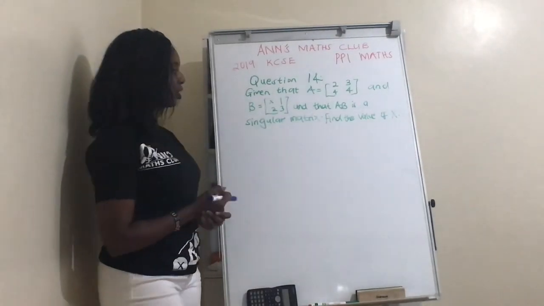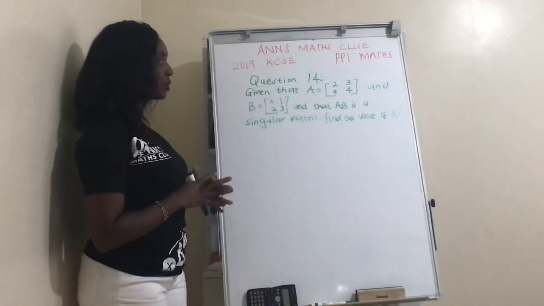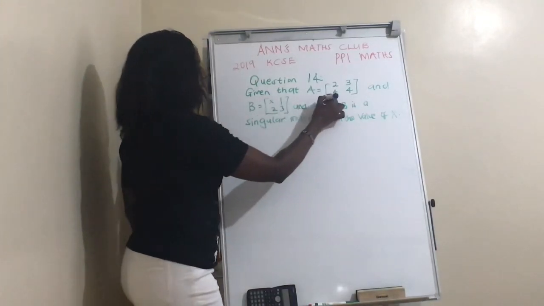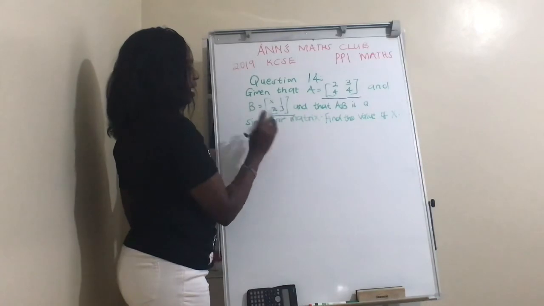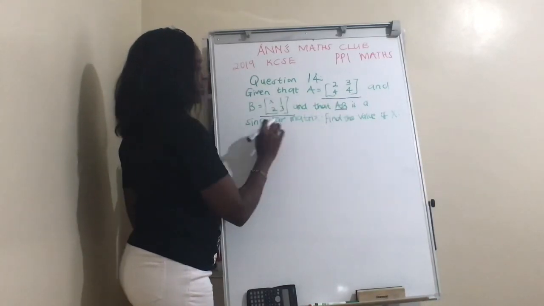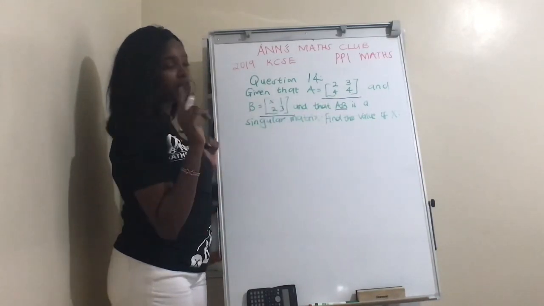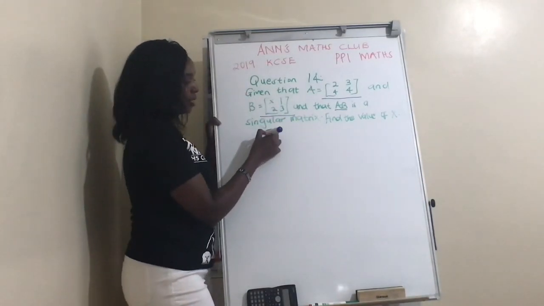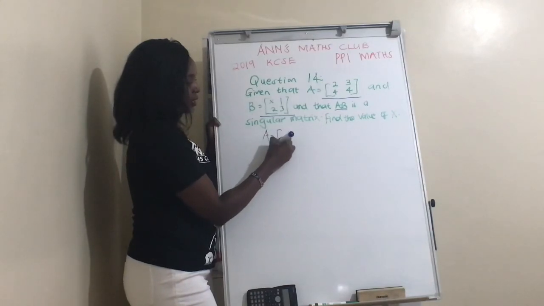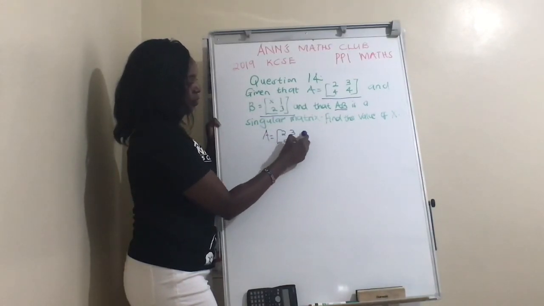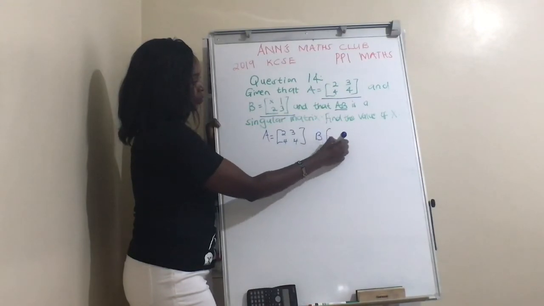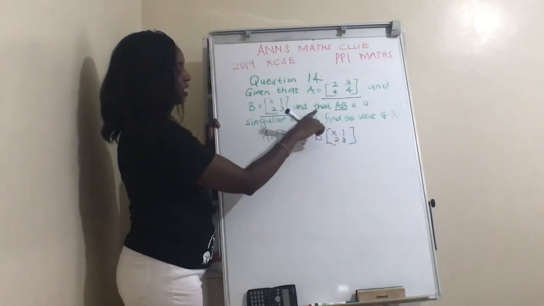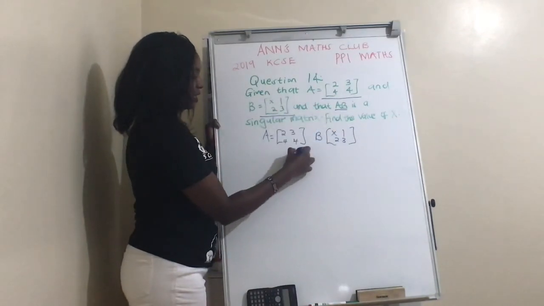So now on to question number 14. This is from the topic matrix. You've been told, given that A is this and B is this, and that AB is a singular matrix, find the value of X. So what you need to do here first, you've been given A and B. A is 2, 3, 4, 4, and B is X, 1, 2, 3. So first you need to find AB.